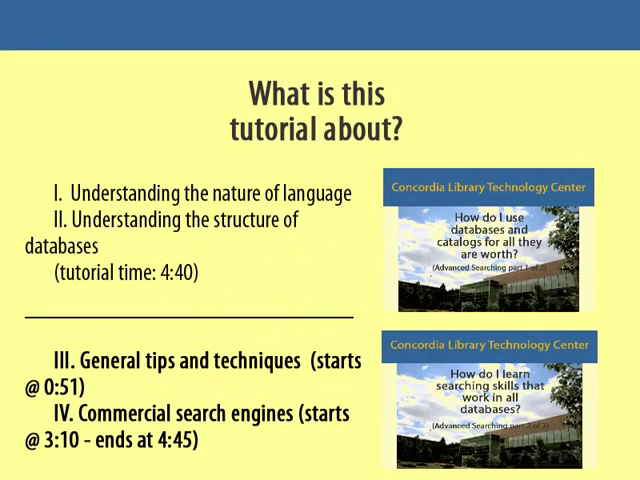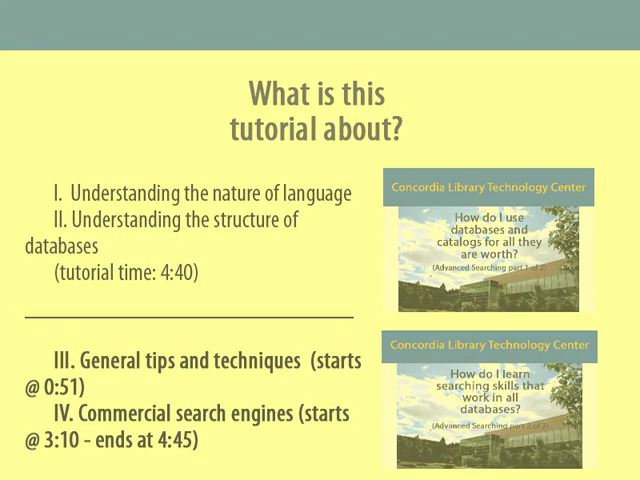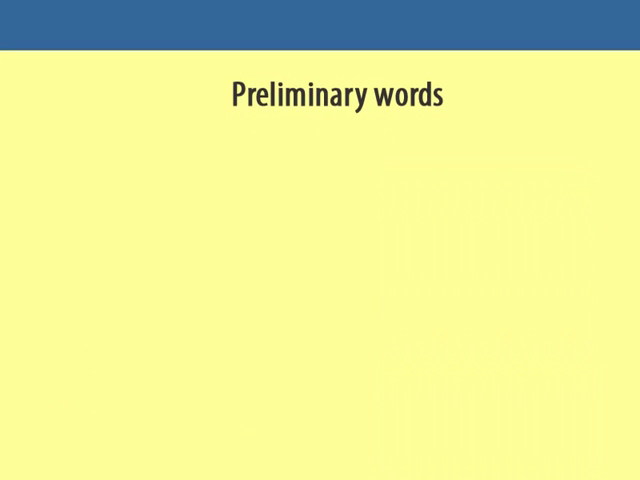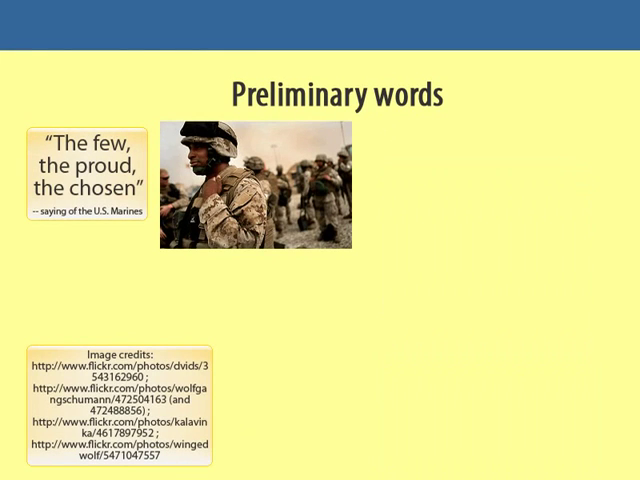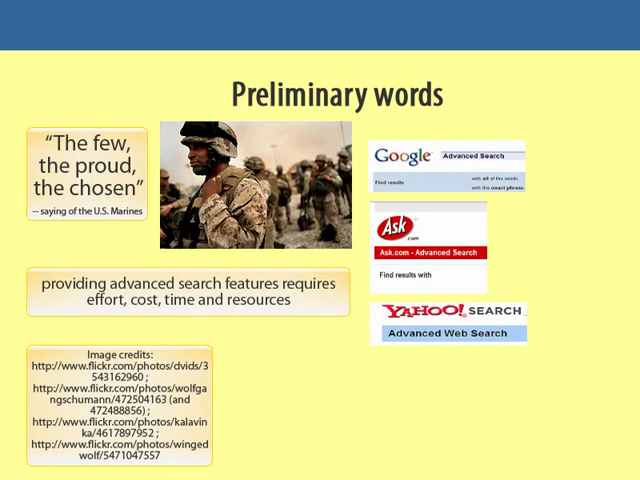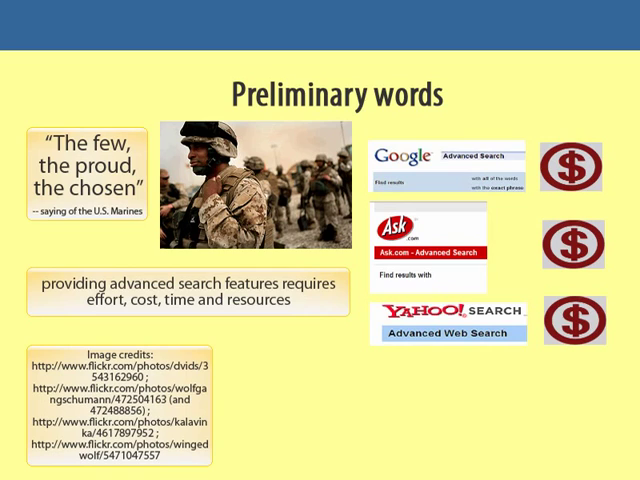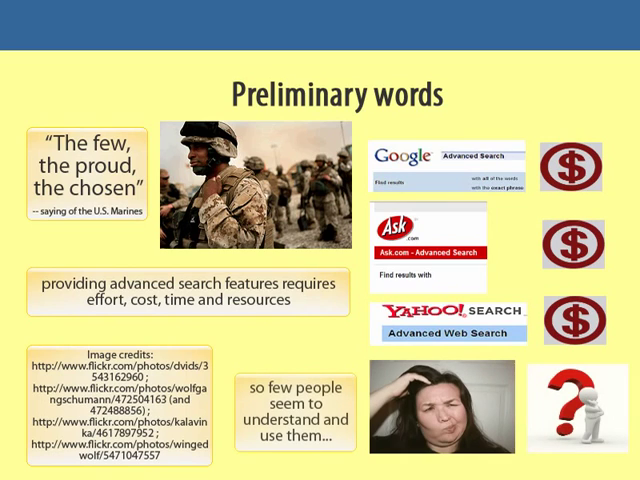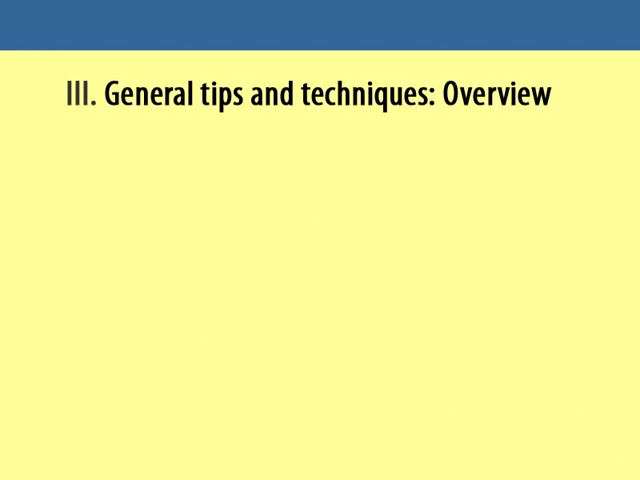Although this tutorial can stand alone, it is part 2 of 2 of the advanced searching tutorials. Roman numerals 3 and 4 indicate the content that is covered in this tutorial. As you're watching this tutorial, chances are good that you are, as the Marines say, one of the few, the proud, the chosen. Seriously, providing advanced search features requires effort, cost, time, and resources. The reason many search engine companies do not provide many of these features is because so few people seem to understand and use them.